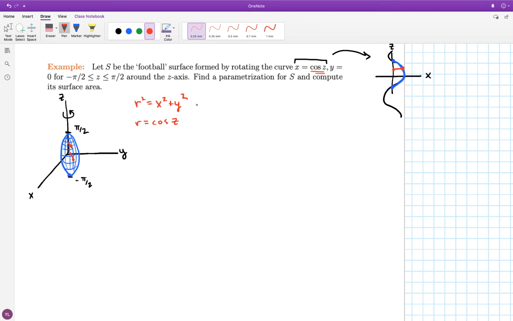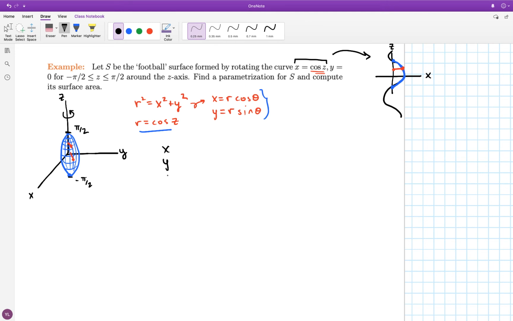Okay, so just in polar coordinates, I'm reminded that I can express r in terms of x and y like this, and I can also express x and y in terms of r and theta, right? So if I put these two things together, the fact that r should be cosine z and x and y should be r cosine theta, I get myself a two-parameter parameterization of this surface.